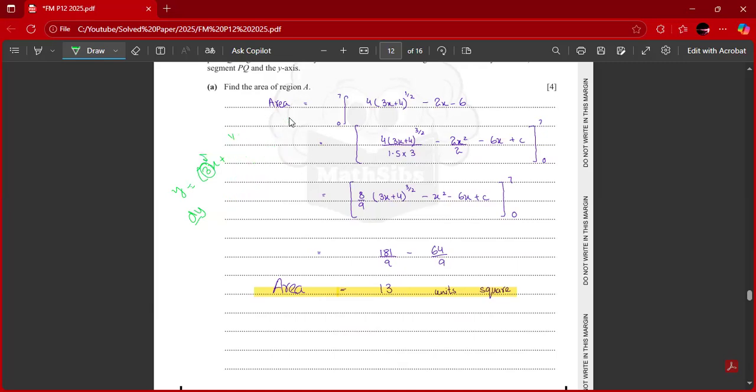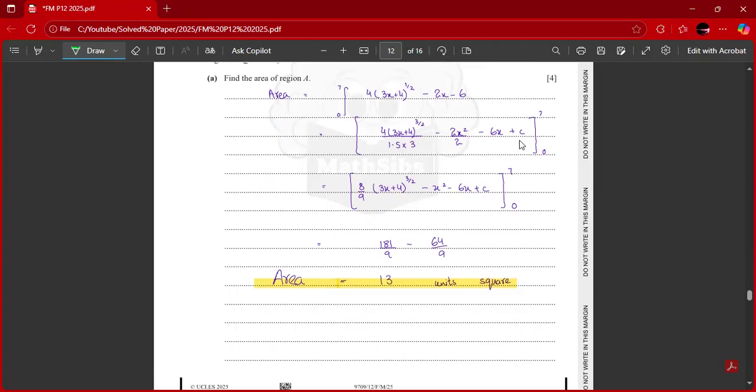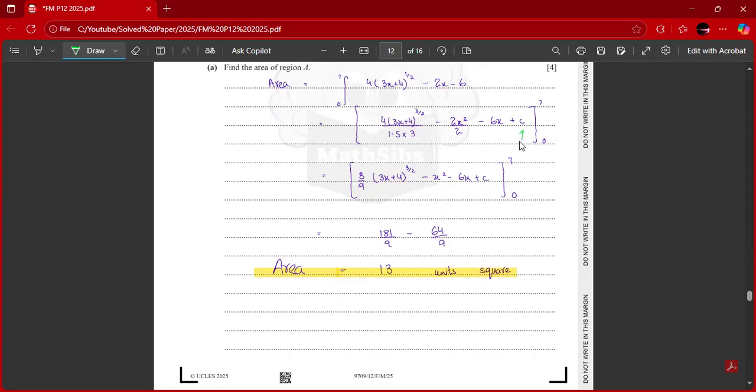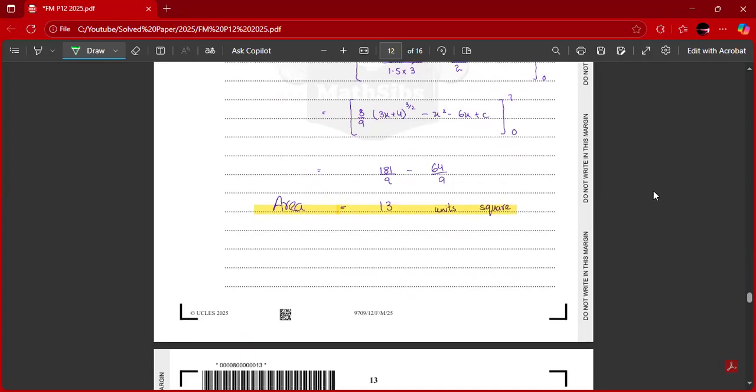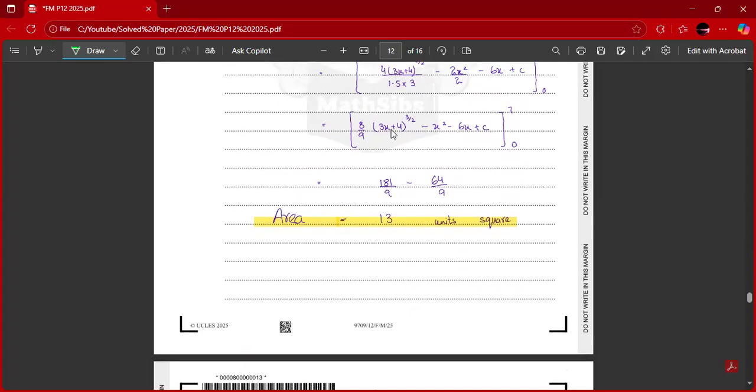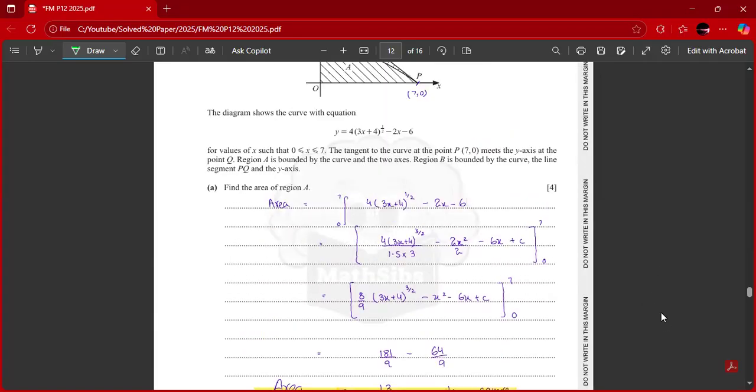Solving it. There's a plus c here as well, which can be neglected, because at the end it just cancels out. It has no effect on our answer. So now we substitute both values, 7 as x, then 0 as x, and then subtract them. So the area of A is 13 units square. Yes, 13 units square. Now they're asking us to find the area of region B.